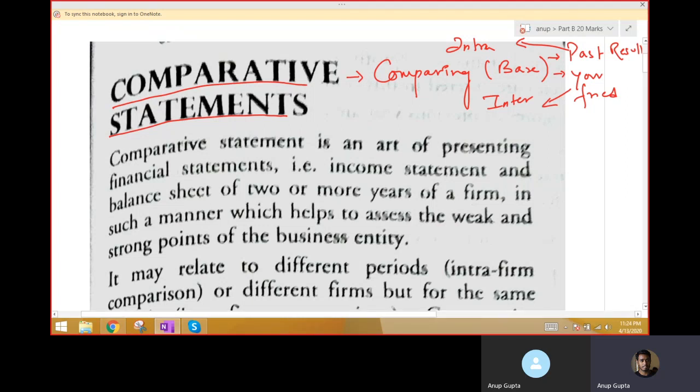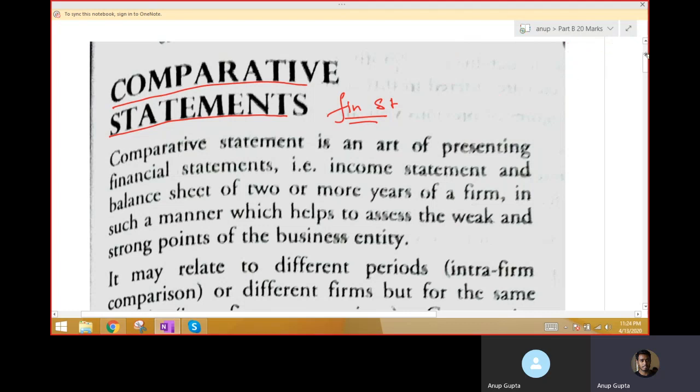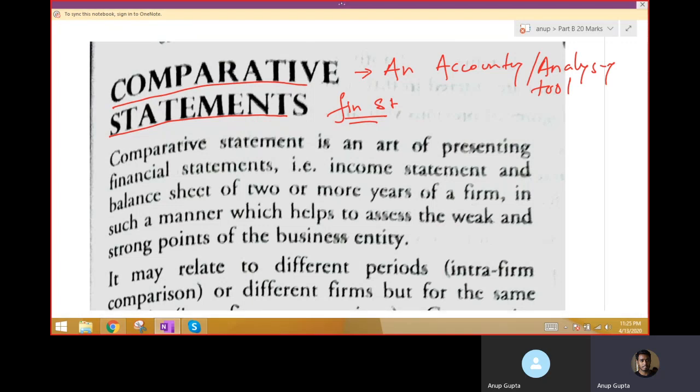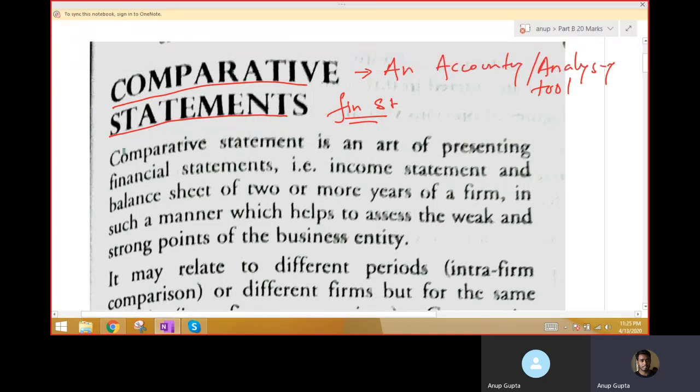Having said that, the financial statements are also subject to such comparisons. This comparative statement is nothing but an accounting tool or analyzing tool used by the management to understand the information in the financial statement and also to take decisions. Now let us understand the comparative statement in a detailed manner. Let us see what the note has to say.